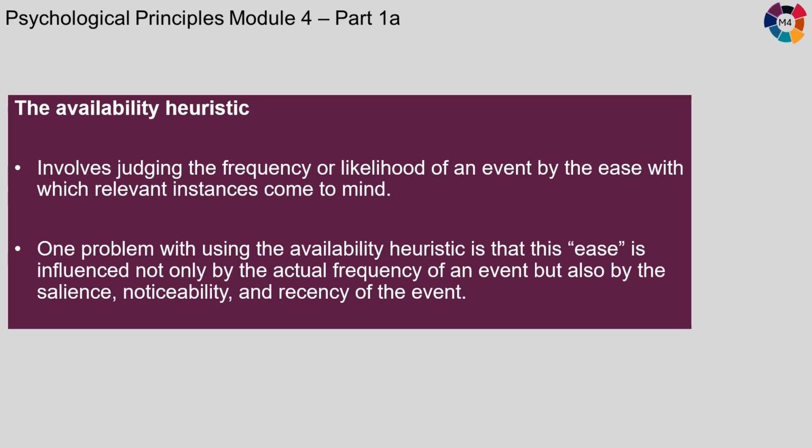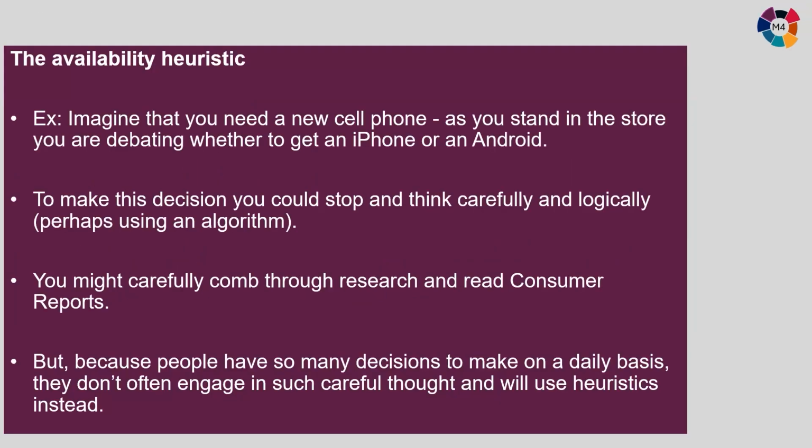So imagine that you need a new cell phone, and as you stand in the store, you are debating whether to get an iPhone or an Android. To make this decision, you could stop and think carefully and logically, perhaps using an algorithm. You could carefully comb through research and read customer reports, consumer reports. But because people have so many decisions to make on a daily basis, they don't often engage in such careful thought and they'll use heuristics instead.